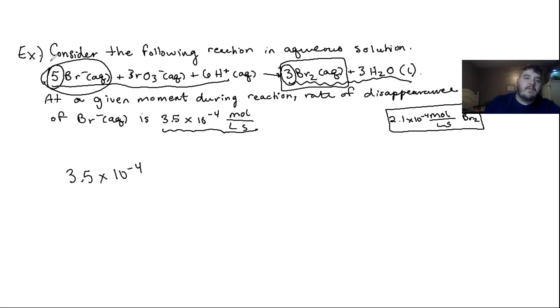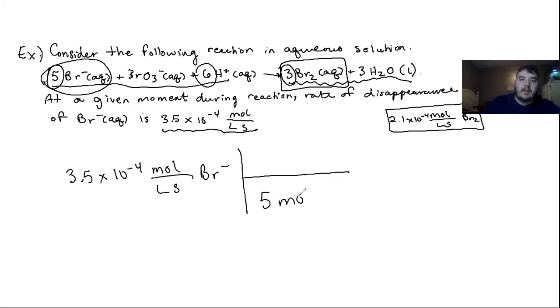And for this reaction to occur, for every 5 moles of bromine we need to have 6 moles of hydrogen. So now we're going to use that for our conversion table. So again, the 5 moles of bromine are going to come down below here, and we're going to have 6 moles of hydrogen up here.